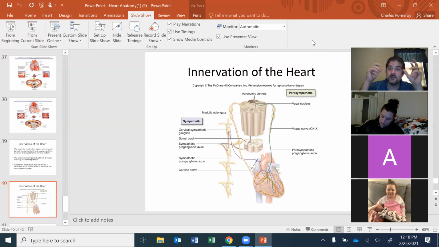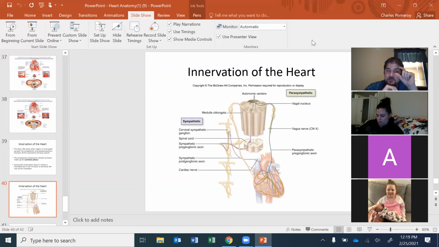Now, your heart is hooked up to both divisions of the autonomic nervous system. You got the fight or flight. Okay, it's called sympathetic, commonly called fight or flight. And then you have parasympathetic, which is called rest and digest. And then depending on what mode you're in, the heart will either speed up or slow down. For example, when you're in fight or flight mode, your heart's going to speed up. That's the sympathetic nervous system. When you're in rest and digest mode, it's going to slow down.